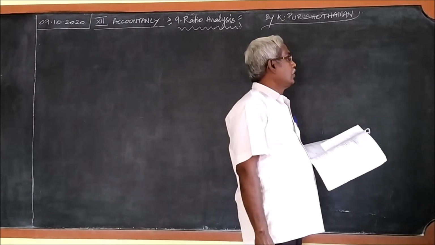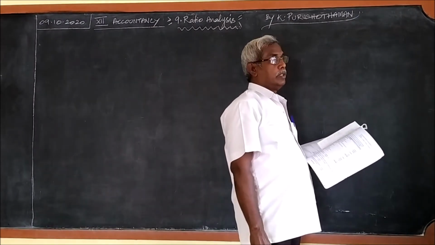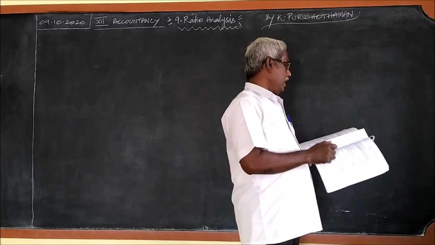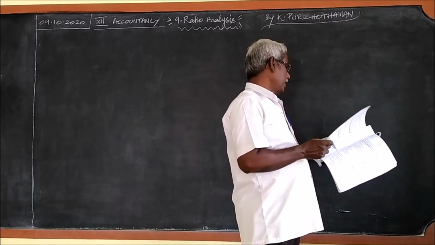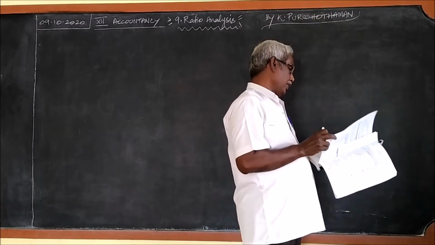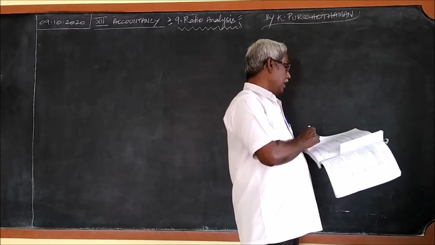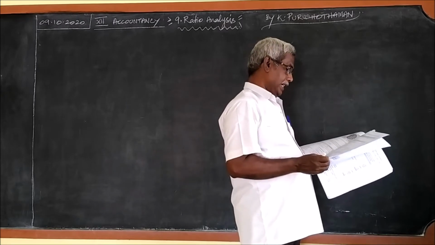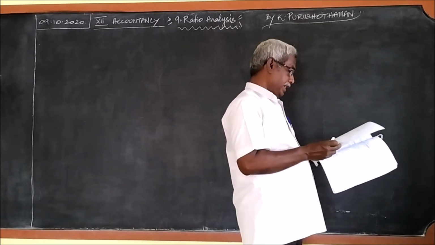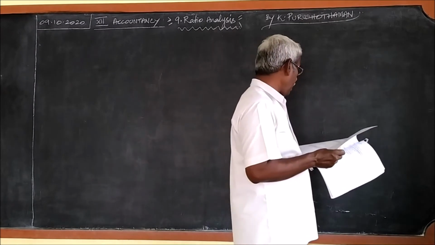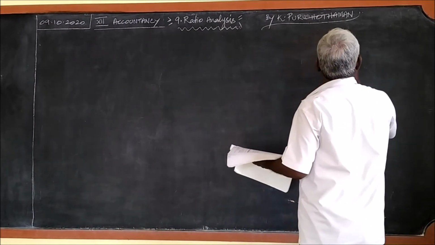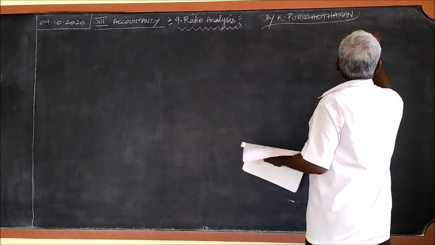So far we have seen two types of ratios. The first one is the liquidity ratio. The second one is the long-term proprietary ratio.